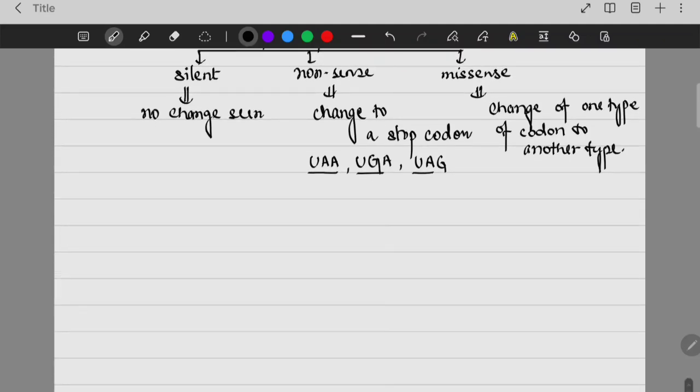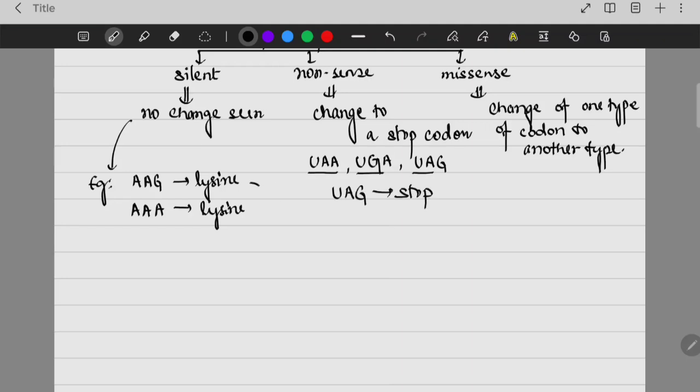Now if I give some examples with lysine. AAG means lysine. In silent mutation, if it changes to AAA, lysine is also present. But in nonsense, in place of AAG, UAG is formed, meaning a stop codon. Thus the mutation leads to a stop codon. And in missense, if AAG is lysine and in place of the second A, ACG is formed, and ACG is threonine.